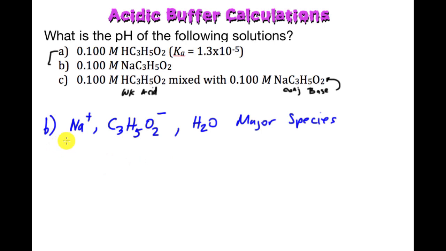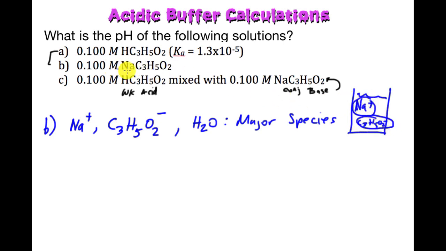Okay, so for part B, the major species are going to be the sodium ion, the anion from the weak acid, water, and that's essentially it. So again, this is like drawing how I would envision this in the solution. I would envision a sodium ion and the C3H5O2 minus anion and water separated from each other.